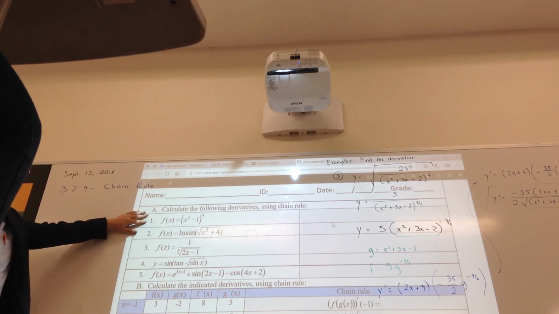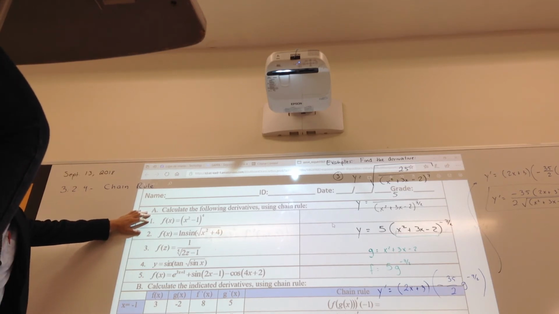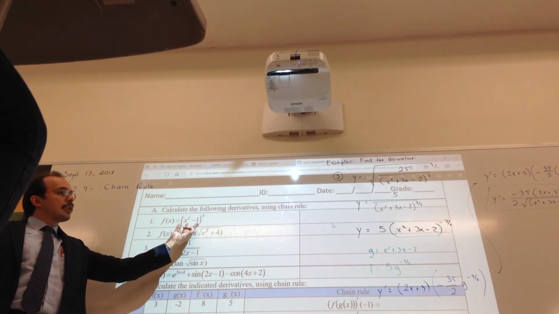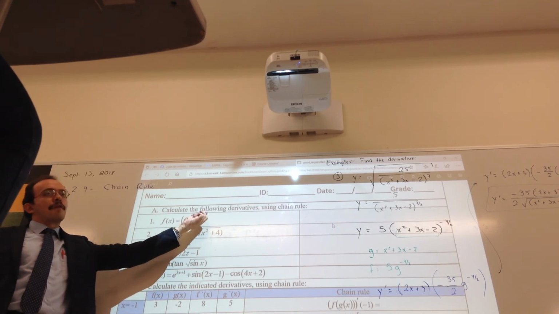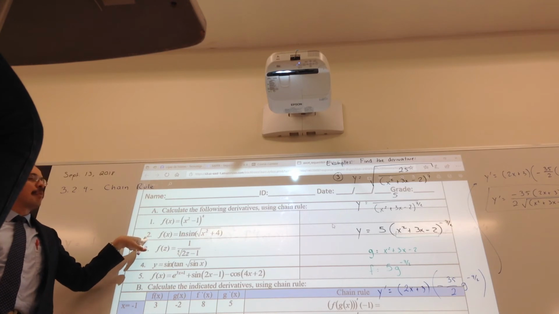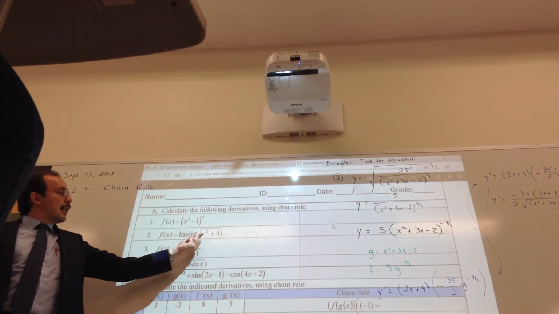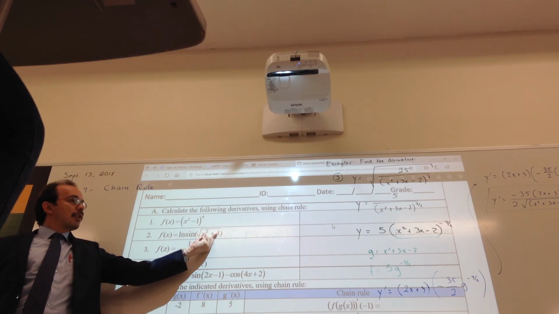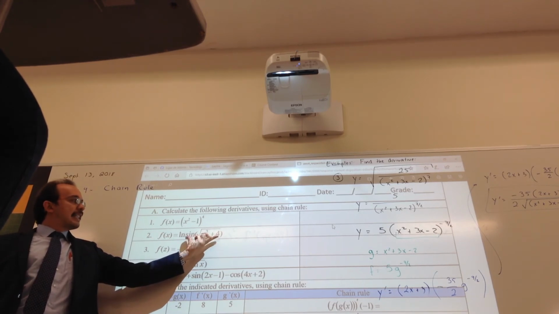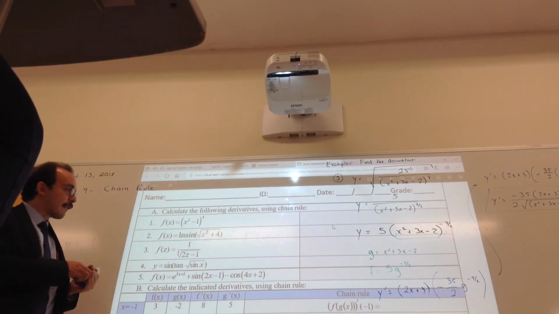Okay? For example, number 1, the same thing I did at the beginning. How many components do you have? 2. X squared minus 1 and that to the 4 power. Number 2, how many components? 4. X squared plus 4, the square root of that, the sine of that, the ln of that. So there are 4.